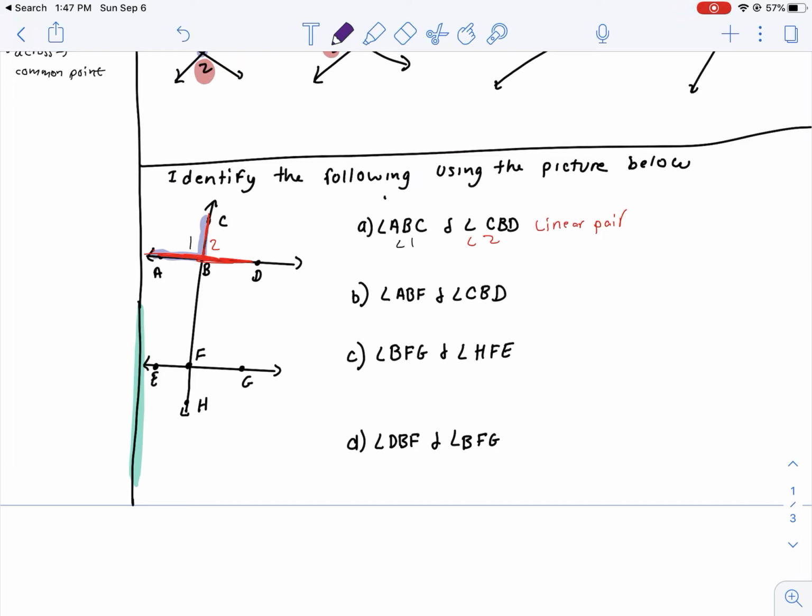Okay. How about ABF? So here's A to B to F. So we'll call this angle 3 here. And CBD. Again, that's angle 2. Well, they are across from each other. If you shoot an arrow, they only have a vertex in common, so we're going to call that a vertical angle.